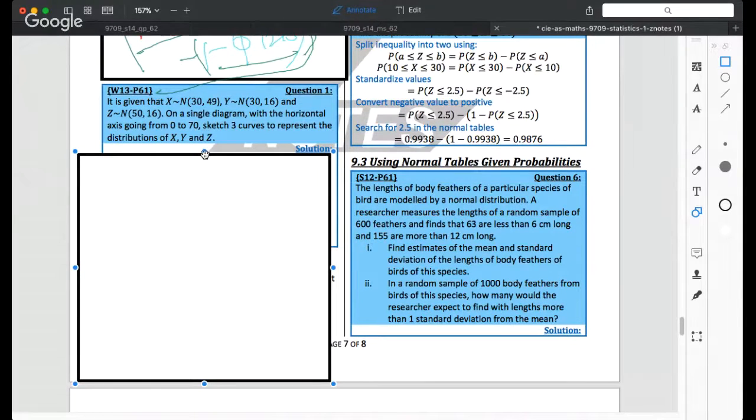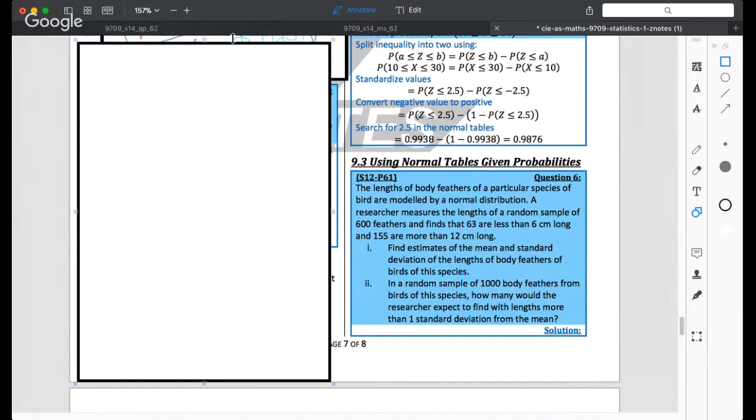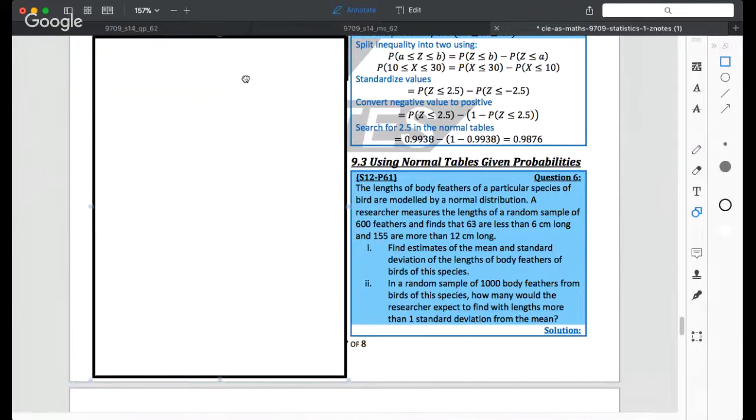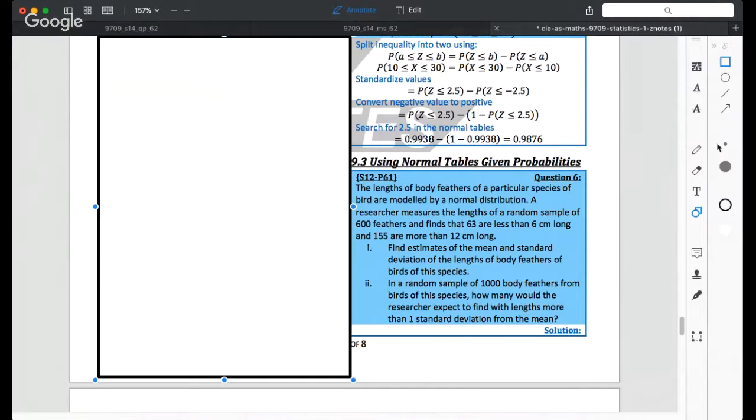Let's read the question first. It says, the lengths of body feathers of a particular species of bird are modeled by a normal distribution. A researcher measures the length of a random sample of 600 feathers and finds that 63 are less than 6 centimeters long and 155 are more than 12 centimeters long.